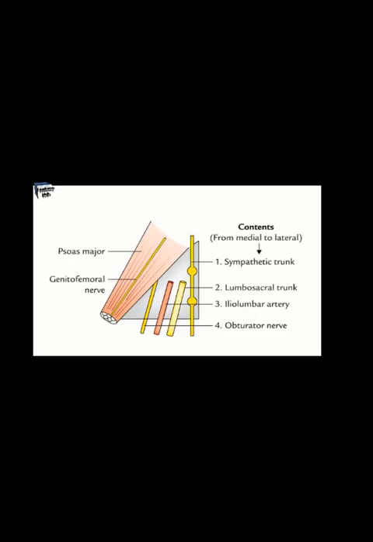It includes four structures. From medial to lateral sides, these are the sympathetic trunk, lumbosacral trunk, iliolumbar artery, and obturator nerve. All these structures remain in a triangular form. That triangular form is known as the lumbosacral triangle of Marcille.